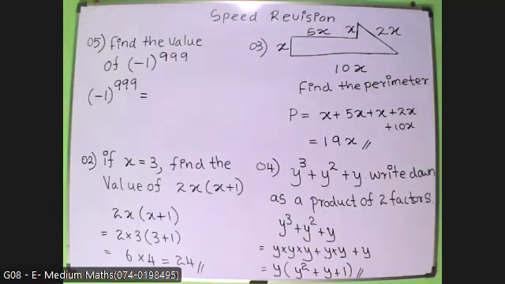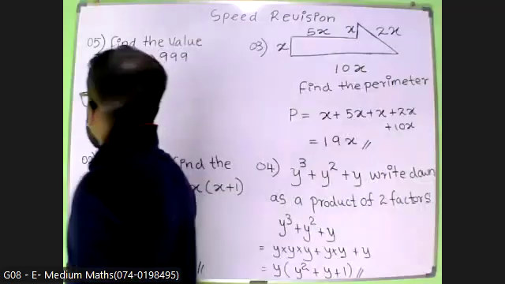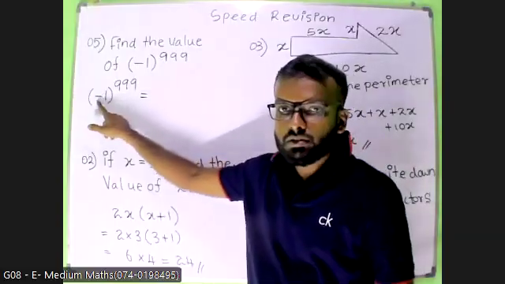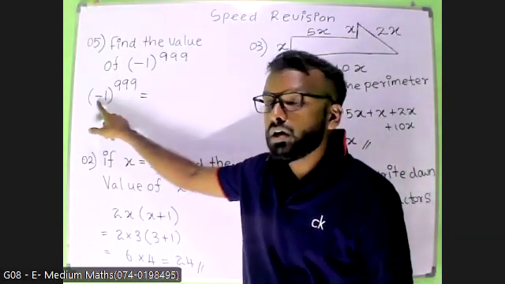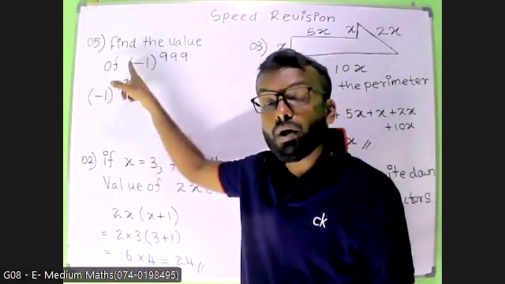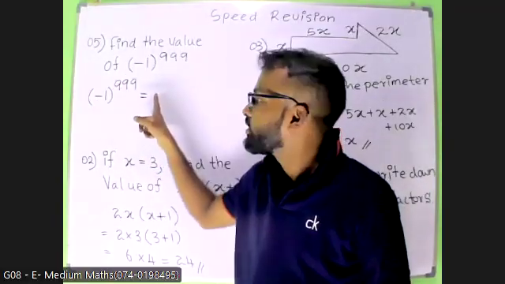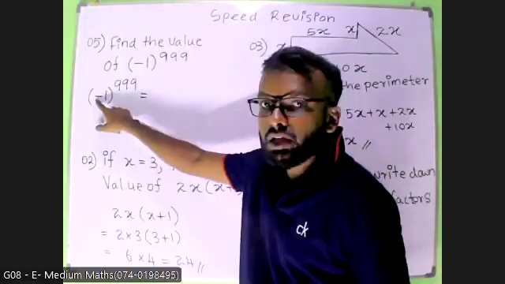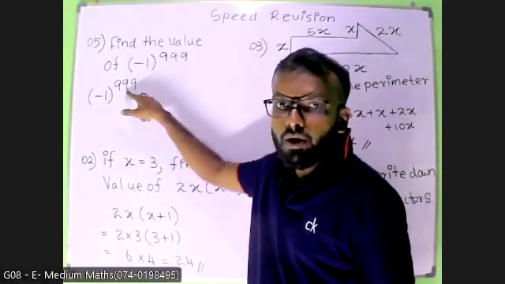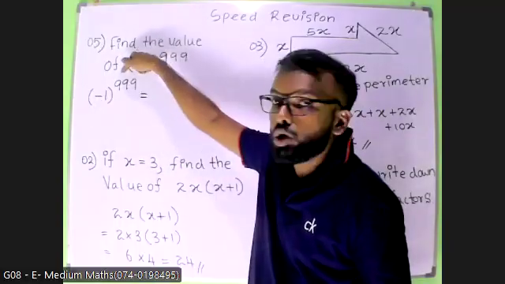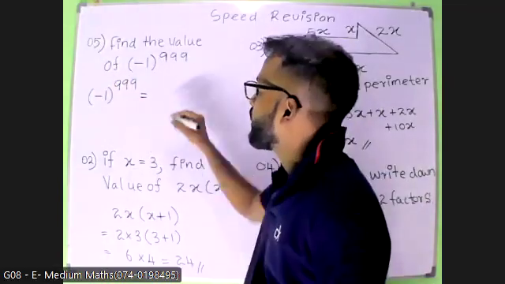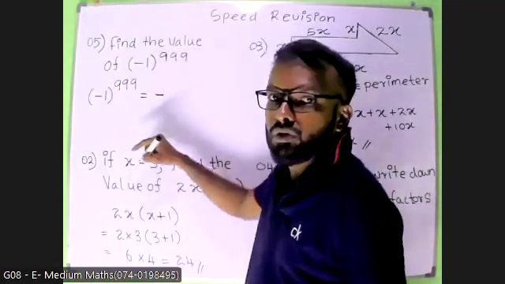So, what did I tell you to remember? If you have a minus term and an odd power, what would be the sign of it? The answer should be negative. Minus sign, odd power. 999 means odd. Right? The answer should be definitely negative.